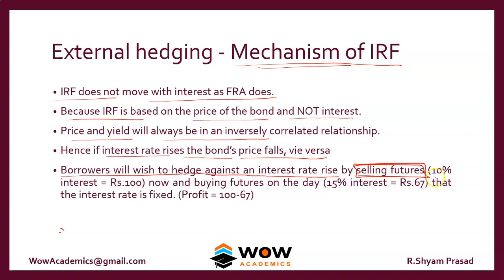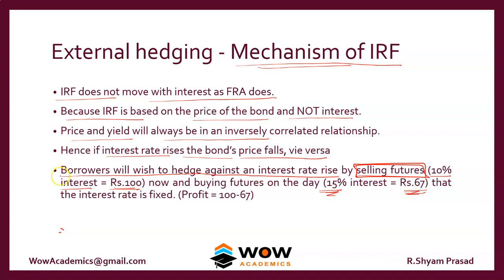That is, if the company has borrowed at a 10% interest, then the bond price would be 100, and they feel that the interest rate might go up and they want to hedge it. How do they hedge in IRF? They try to sell the future. Why? Because if the interest rate goes up, that is what they thought, the price of the bond actually falls down. And the interest rate futures are priced based on the rate of the bond and not the interest.